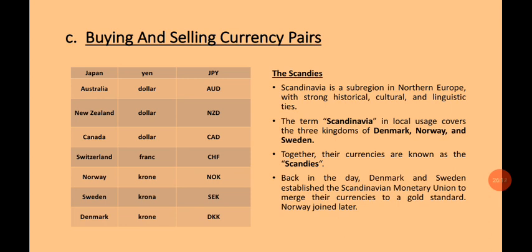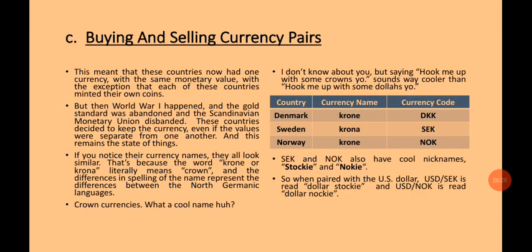Back in the day, Denmark and Sweden established the Scandinavian Monetary Union to merge their currencies to a gold standard. Norway joined later. This meant that these countries now had one currency with the same monetary value, with the exception that each of these countries minted their own coins. But then, World War I happened and the gold standard was abandoned and the Scandinavian Monetary Union disbanded. These countries decided to keep the currency even if the values were separate from one another, and this remains the state of things.